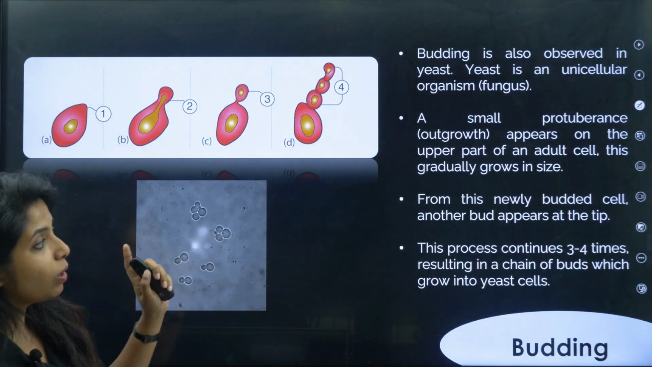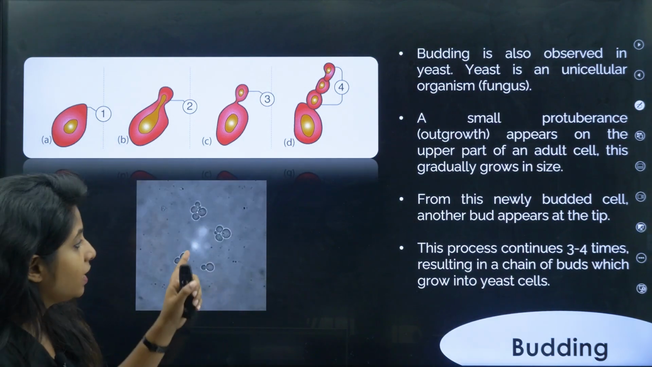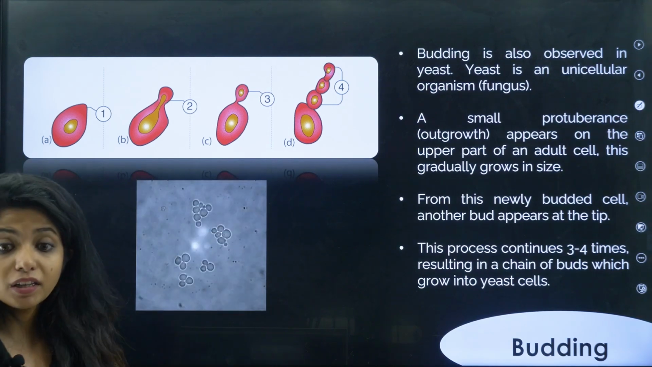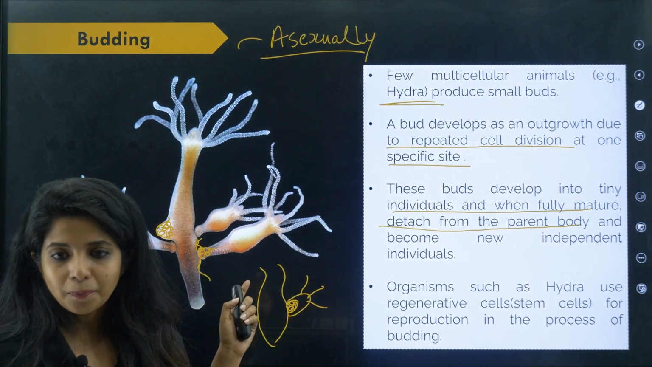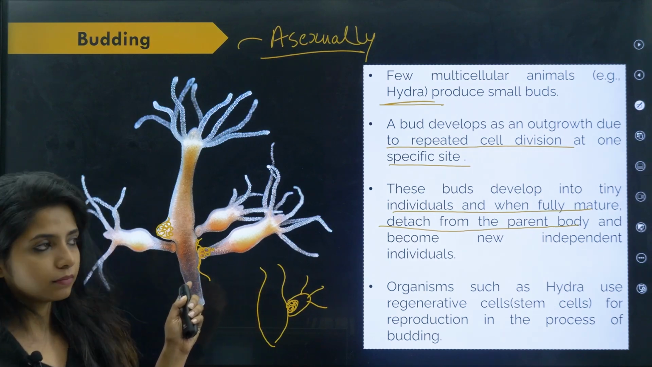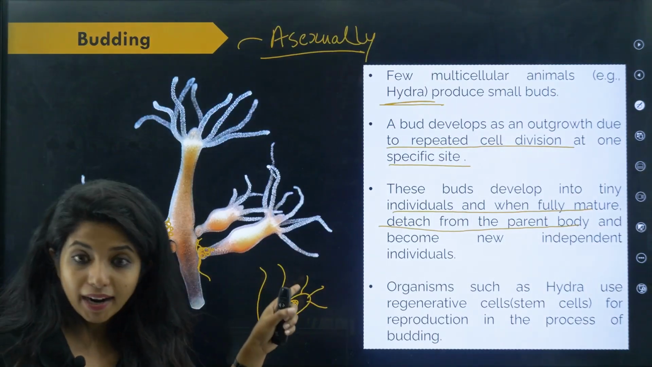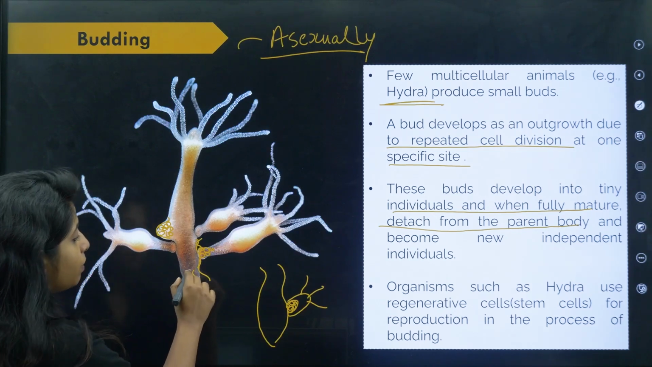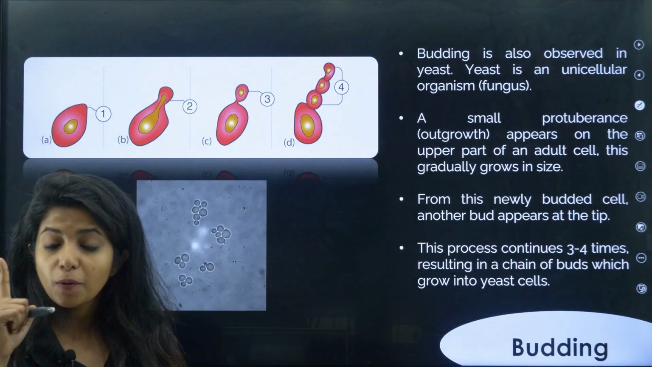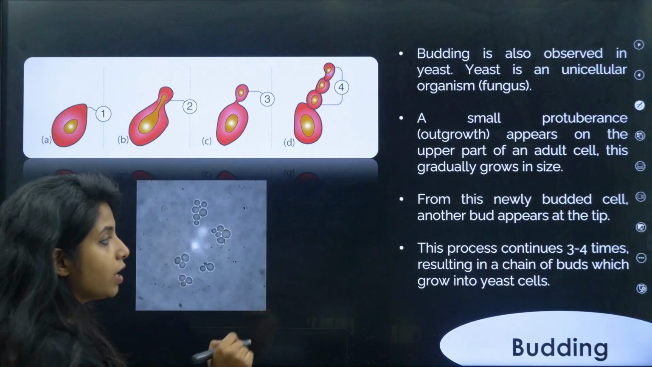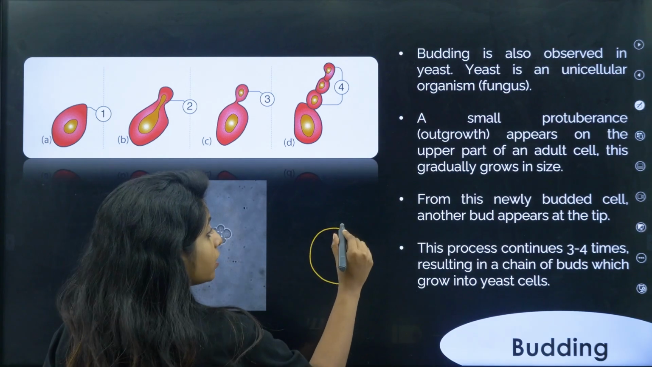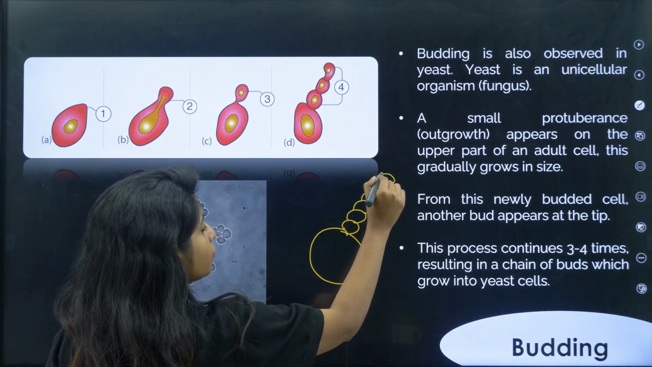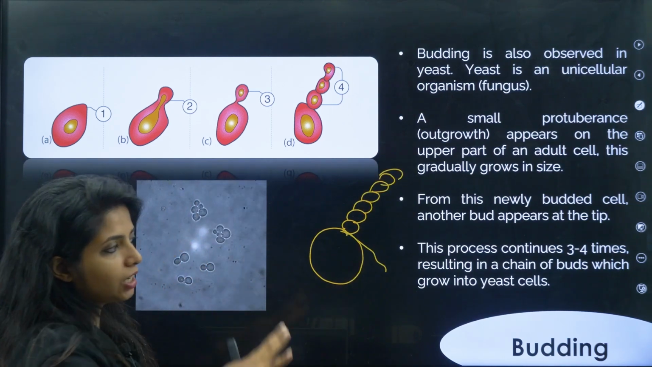One more example for budding is yeast. And yeast, as you can see over here, also forms small buds. But the difference between yeast and Hydra is that yeast is a unicellular organism, whereas Hydra is a multicellular organism, made up of multiple cells. Yeast is just made up of one cell, and it's a fungus. And one more thing, when they do budding, they make a chain of buds, children, which then later detaches.